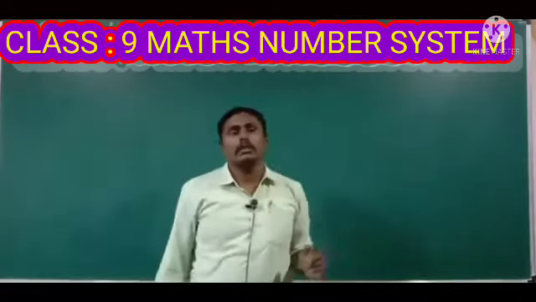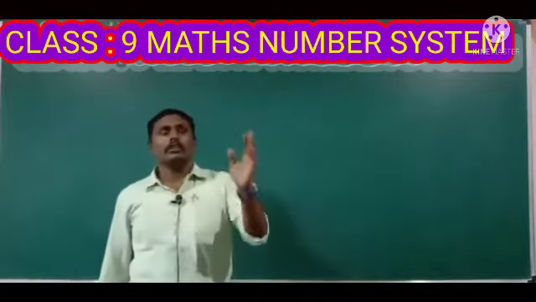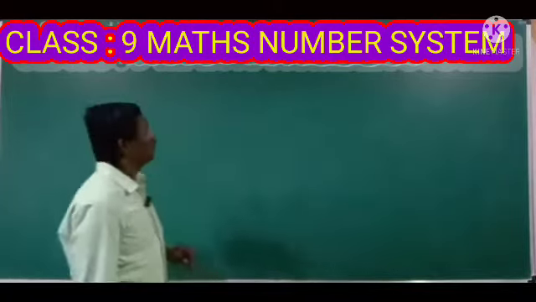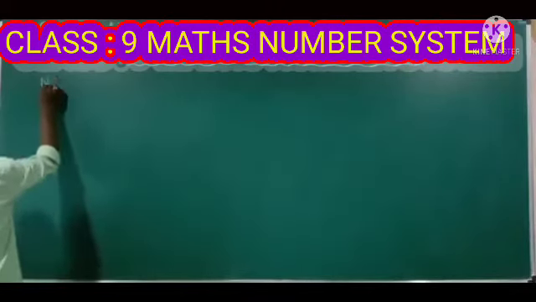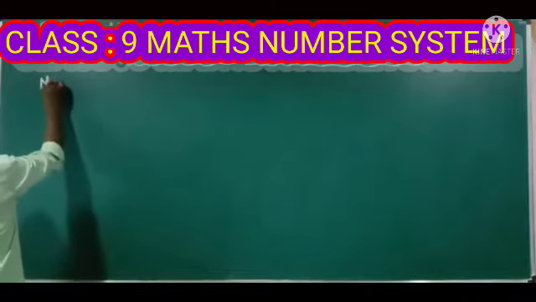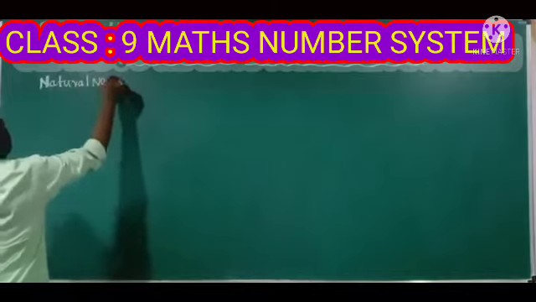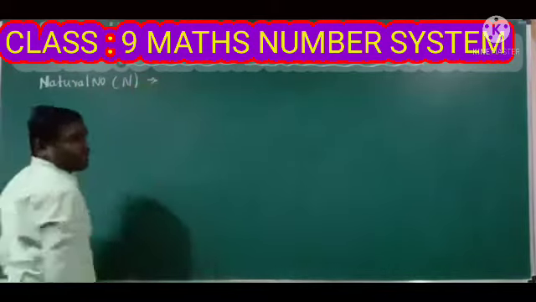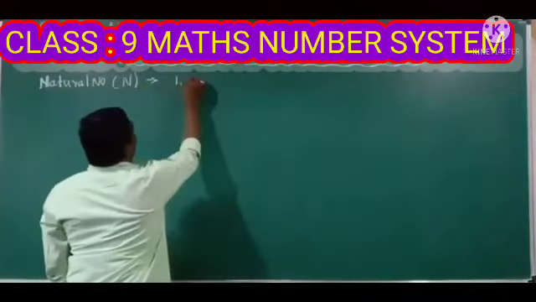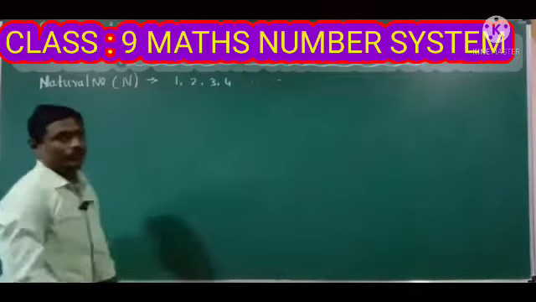Like this we are counting. So natural numbers are the counting numbers which start from 1, and they are denoted by the symbol N. So the first one is natural numbers, denoted by the symbol N, and these natural numbers start from 1, 2, 3, 4 and so on, right?